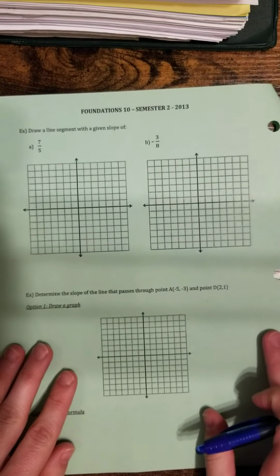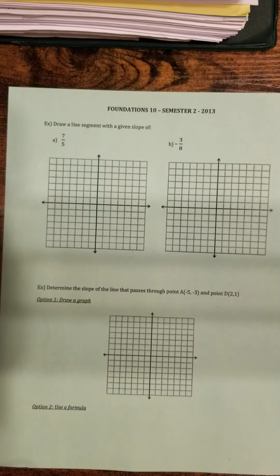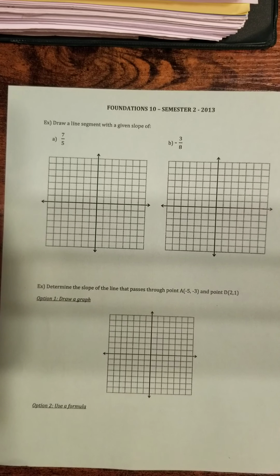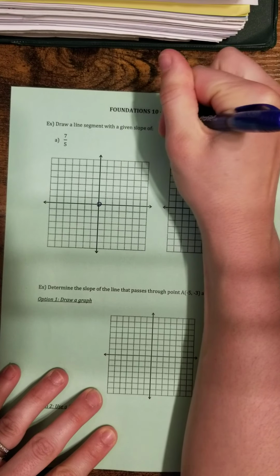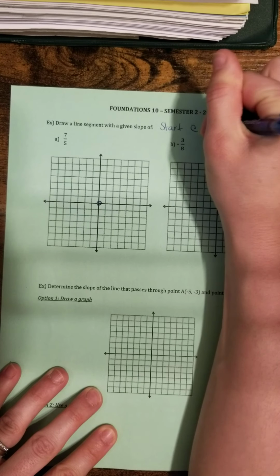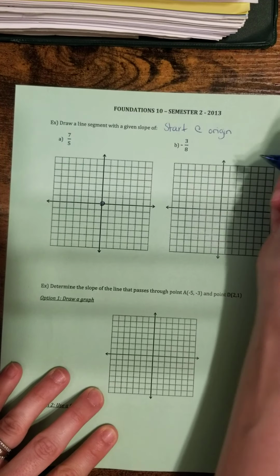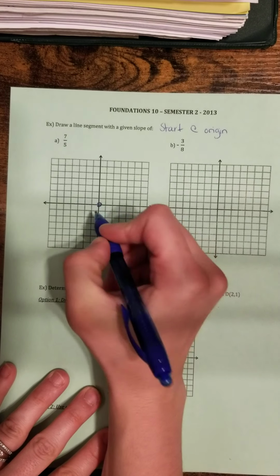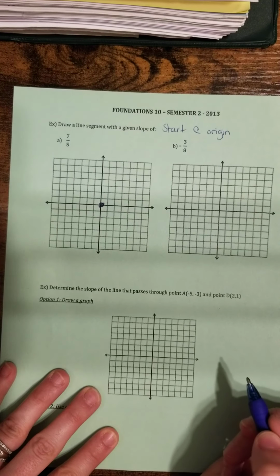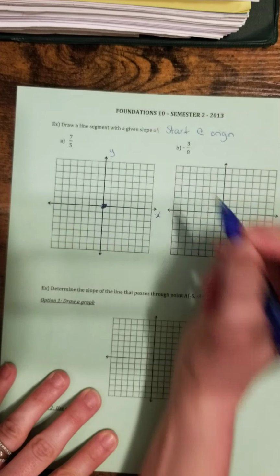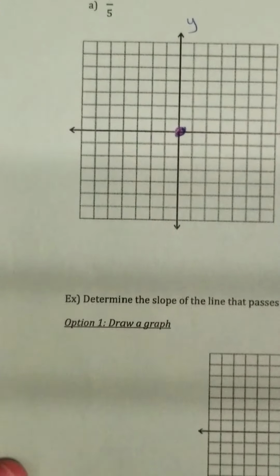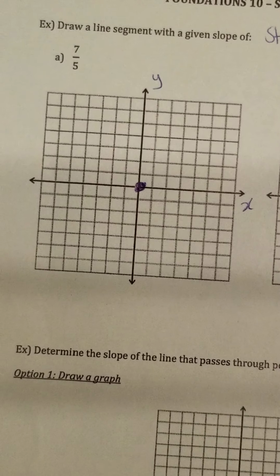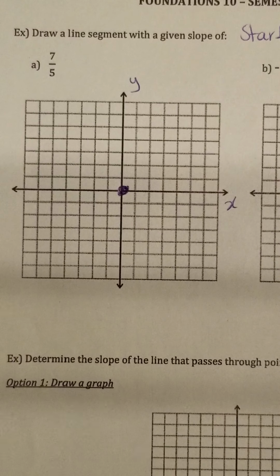Okay, so here, draw a line segment with a given slope of 7 over 5. So for all of these questions, we're just going to start at the origin. Okay, so I'm going to write that in here. Start at origin, because we need a starting point for all of our graphs. Okay, so the origin is the very center. This is the x-axis, that's the y-axis. So if I'm starting at the origin and I want a slope of 7 over 5, let me just center this page here. I want a slope of 7 over 5.